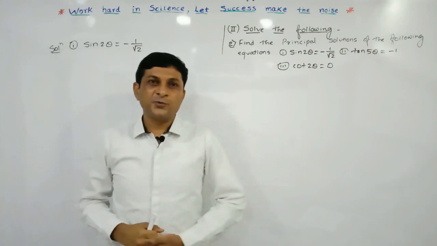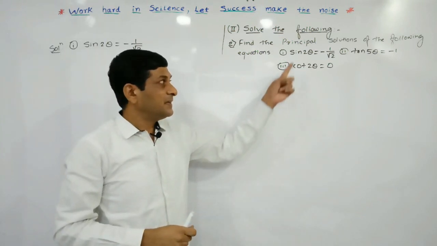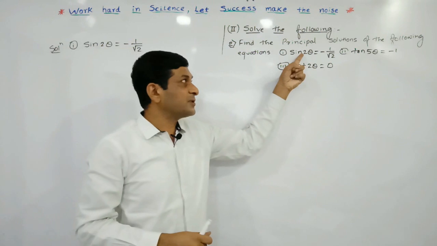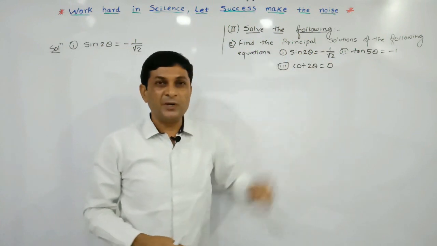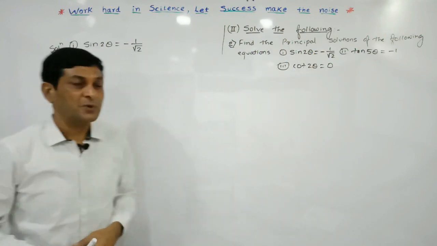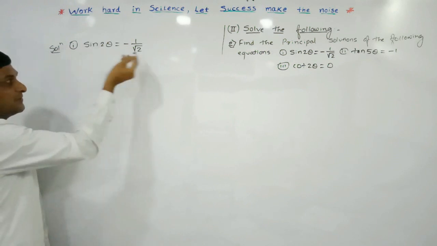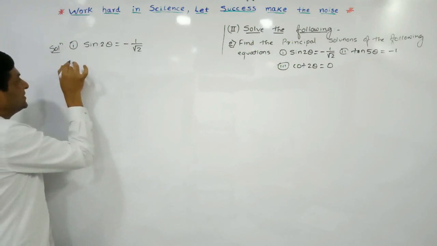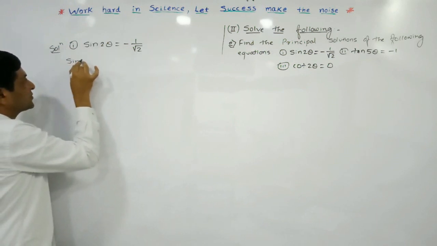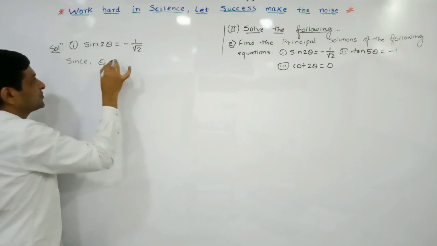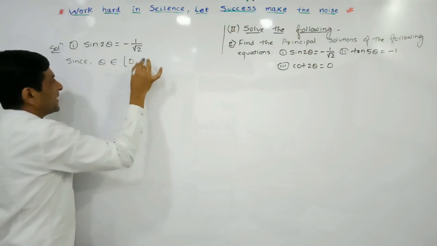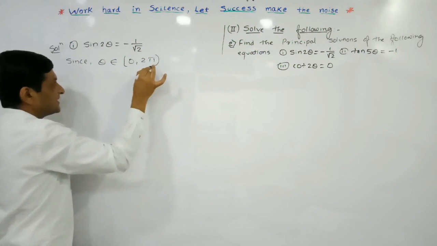Now let us try to solve the first example here. In this case we have to find the principal solution of sine 2 theta equal to minus 1 by root 2. So consider the given trigonometric equation. Here we know that theta belongs to 0 to 2 pi. At that time only it is considered as a principal solution.